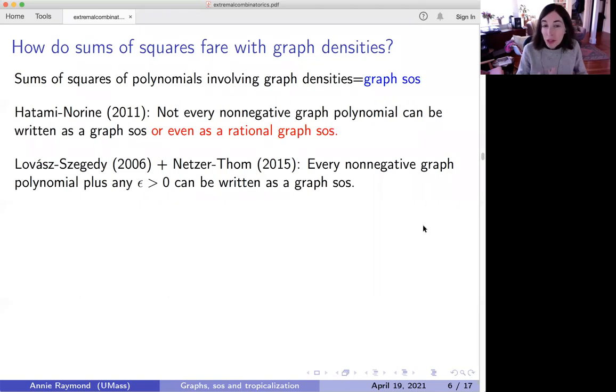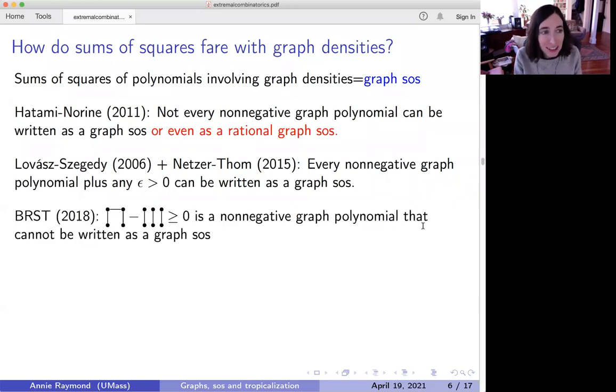So people were wondering, maybe sums of squares are good for anything that's natural, right? And in 2018, with my collaborators, we showed that no, actually, there are very simple inequalities involving graph densities that are non-negative, but that cannot be written as graph sums of squares. And here's the smallest example that we found.